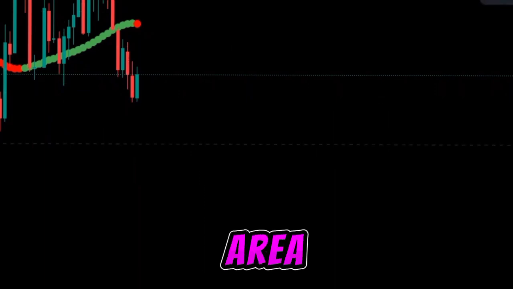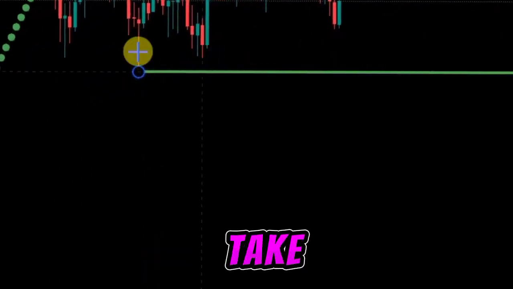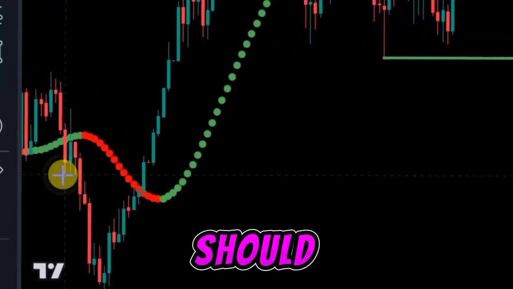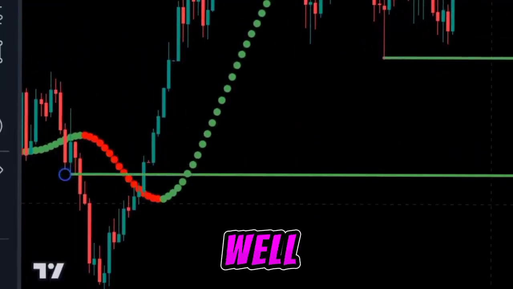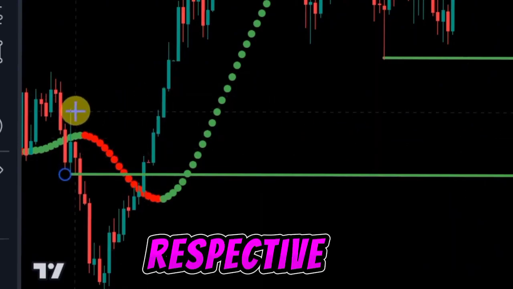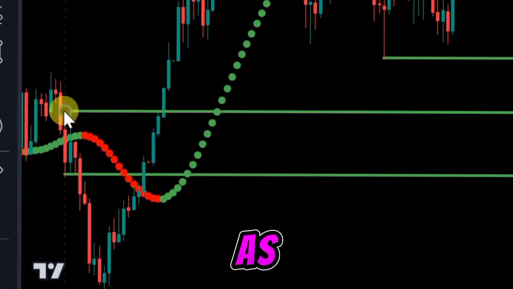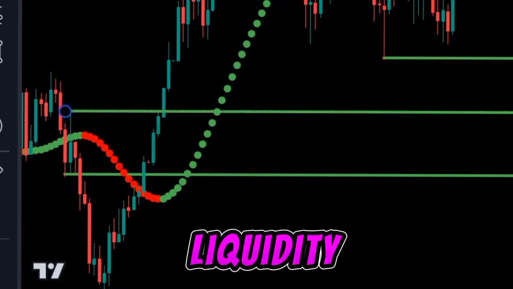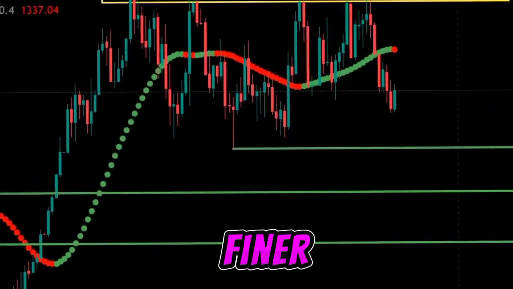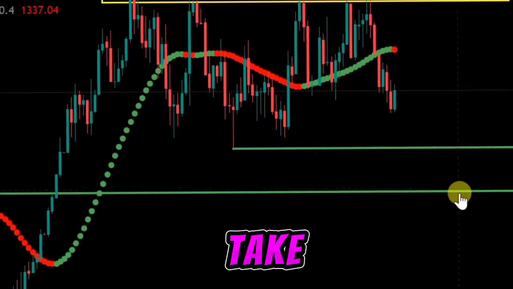Now if you want to do ultra scalping, then this price point should be your take profit 1. Then this next price point right here should be your take profit 2 as well. I think there's also a liquidity area right here, so this liquidity zone is also a take profit. I think let's just take away this final take profit area. Let's go with take profit 1 and take profit 2.